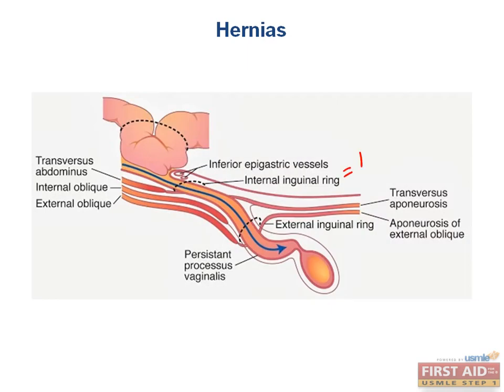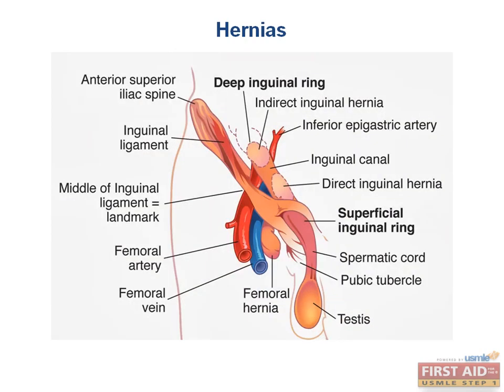Again, the indirect inguinal hernia goes through the internal inguinal ring. And after passing through the spermatic cord and external inguinal ring, it goes into the scrotum. This occurs lateral to the inferior epigastric vessels, which we just discussed. In infants, it can occur if the processus vaginalis fails to close. The direct inguinal hernia goes right through the abdominal wall, medial to the inferior epigastric vessels.